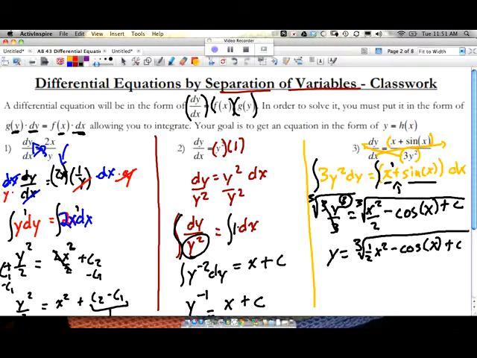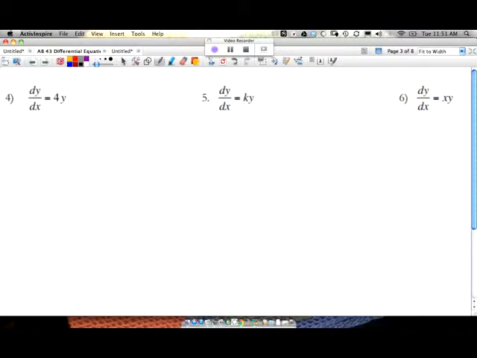All right, from here, we're going to have a few slightly more advanced examples, but they're all very similar. All 3 of these are very similar. Let's start with the first one here, number 4. So when I look at this, I need to get this y over to the other side of the equation. I need to get this dx over here somehow. So how would I do that? I divide both sides by y, multiply both sides by dx. So I'm going to multiply the dx over here, and I'm going to put the y in the denominator on the other side. So we'd have dy over y equals 4 dx.